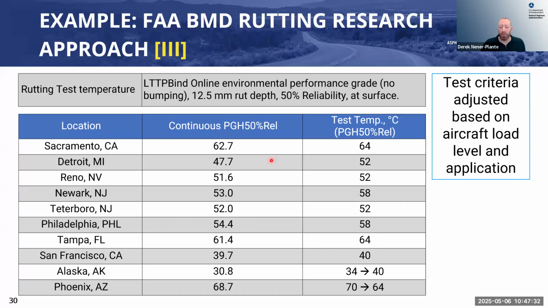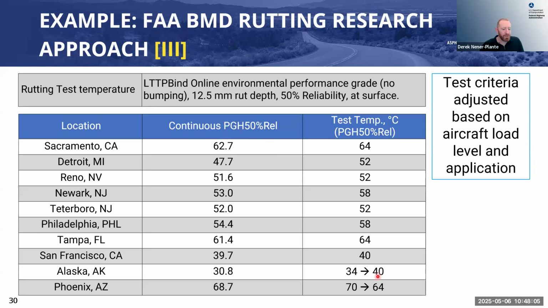Another, more recent example is work that's been done for the FAA to develop their rutting approach to balanced mix design. This is an example of that approach 3, that was a Freudian slip there. Based upon location and the traffic load, they will have a specification. This is just showing the test temperature end of it, but they're doing the PG high at 50% reliability and then relating that to a test temperature.